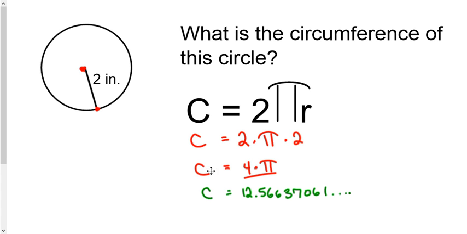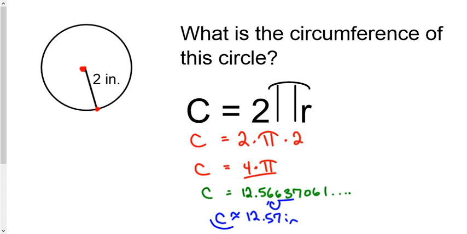Sorry. Once you plug that into the calculator, 4 times pi, you will get 12.566376061 on your screen. Because pi is a never-ending number, your answer is going to go on forever too. Personally, I would recommend you always round it to the nearest hundredth. So we'll look at this 6 right here, and that'll help us round it up. C is approximately 12.57 inches. So the circumference around the circle is about 12.57 inches.